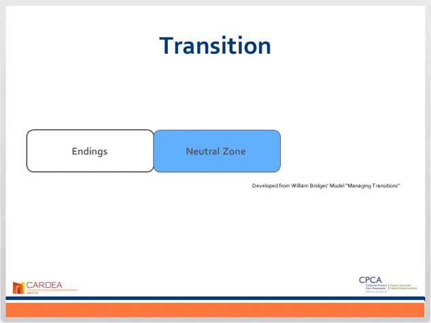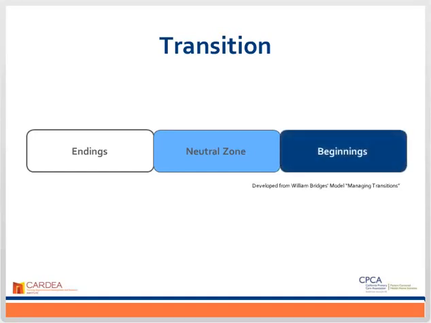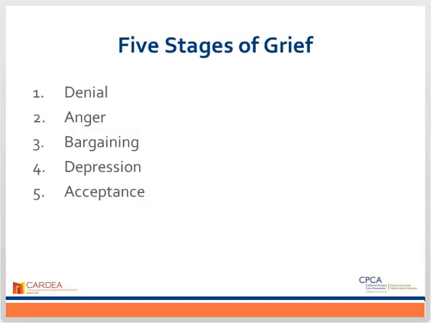As we move out of the neutral zone, we move into beginnings on the right side of the diagram. In this phase of transition, we begin to embrace change. We begin to be clear about the future and often begin to have positive feelings and a renewed sense of purpose. To successfully manage change, we need to help individuals and teams work through the three phases of transition.